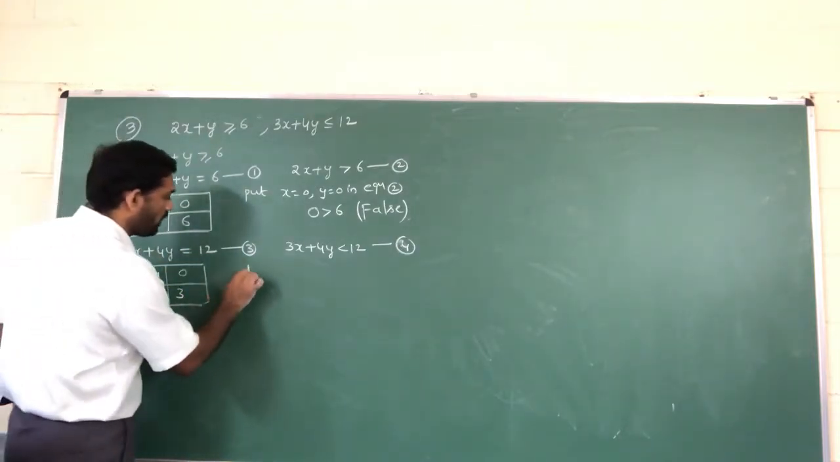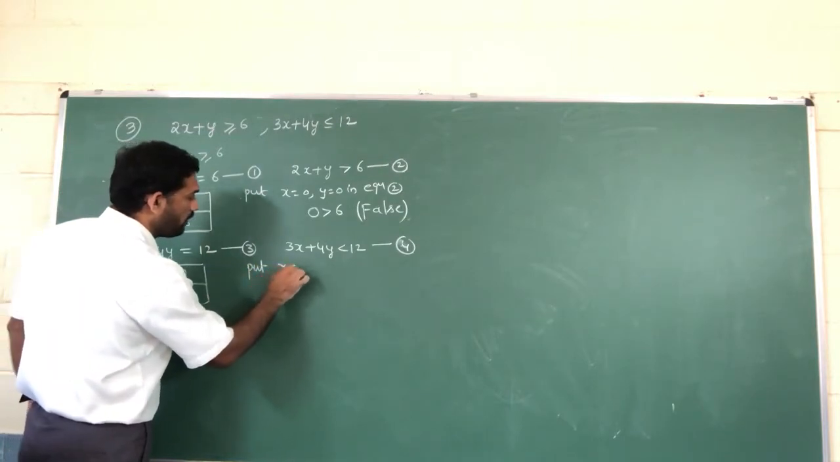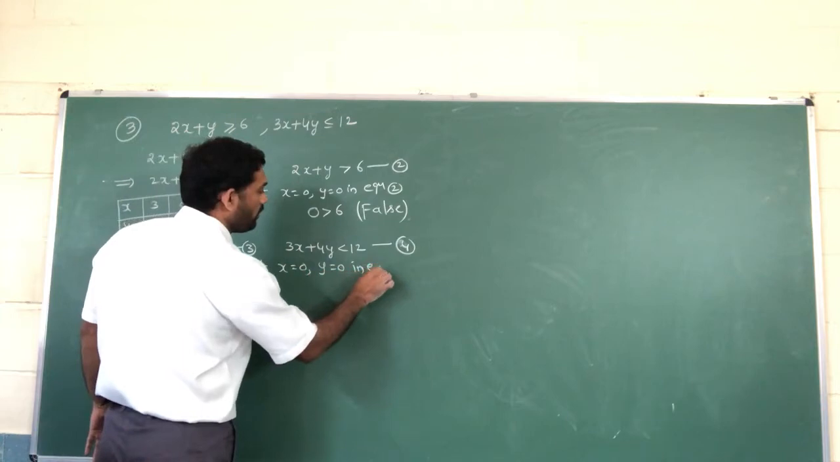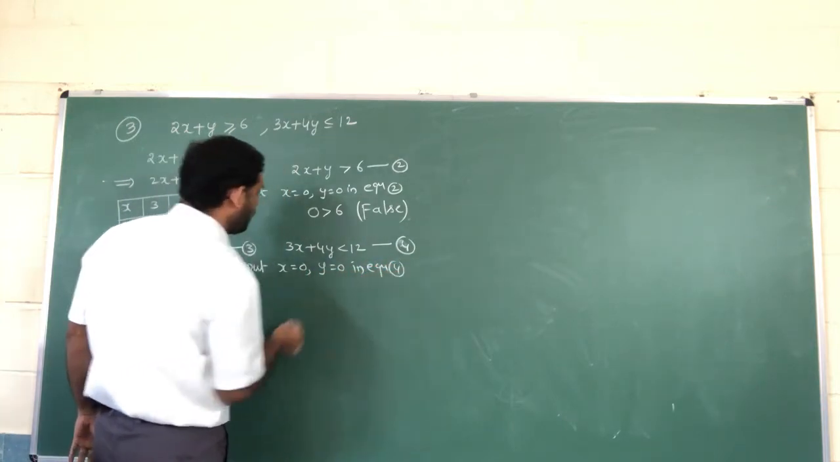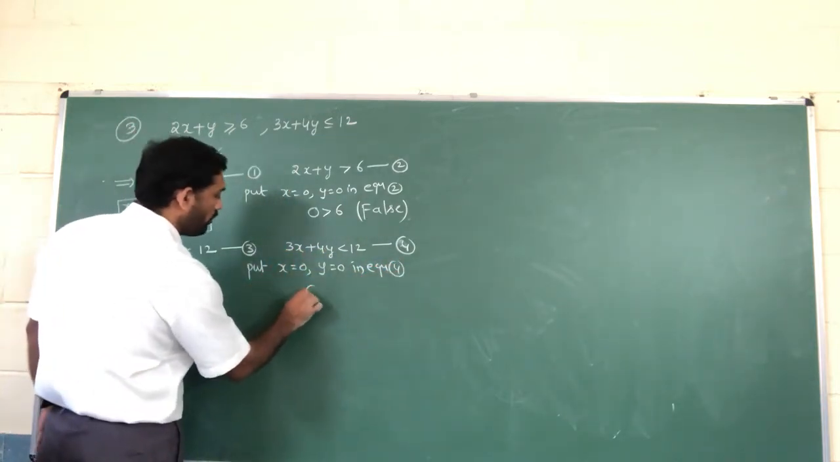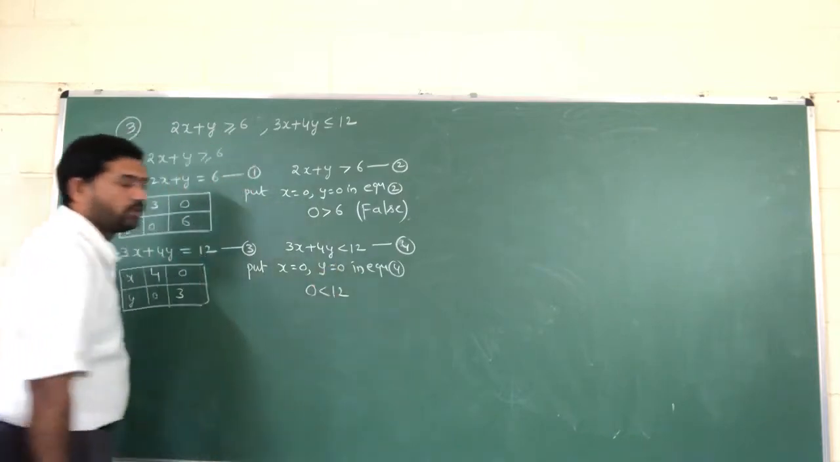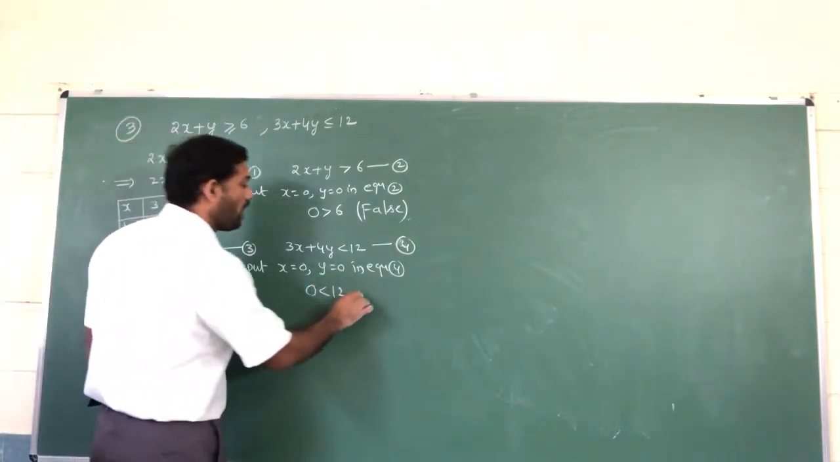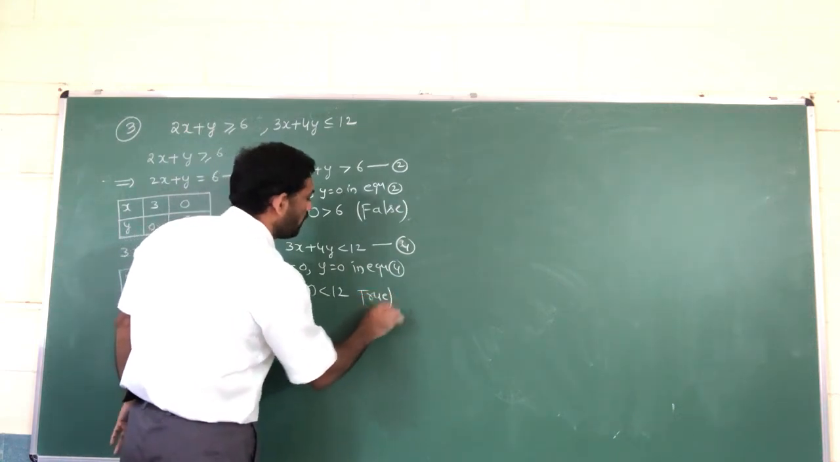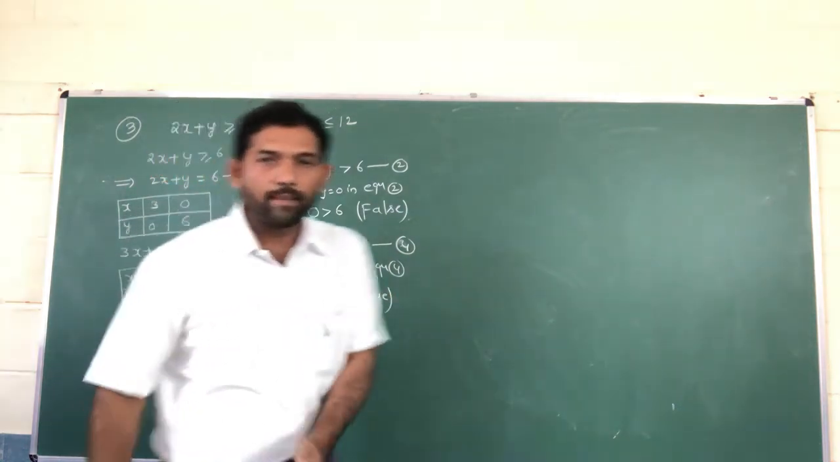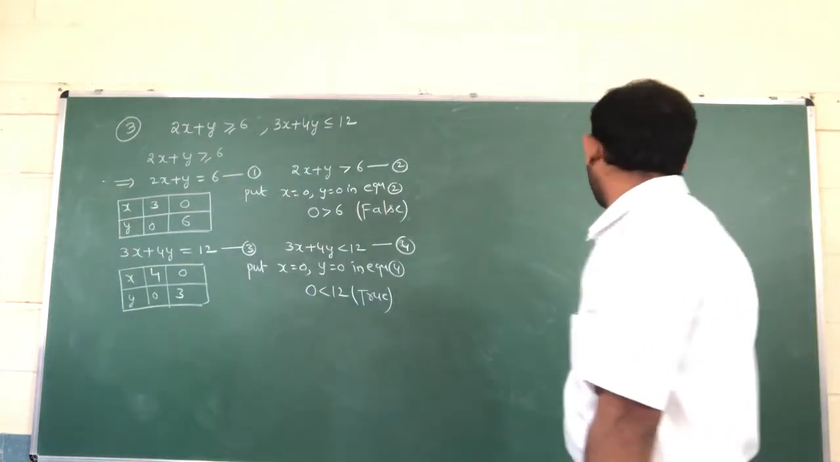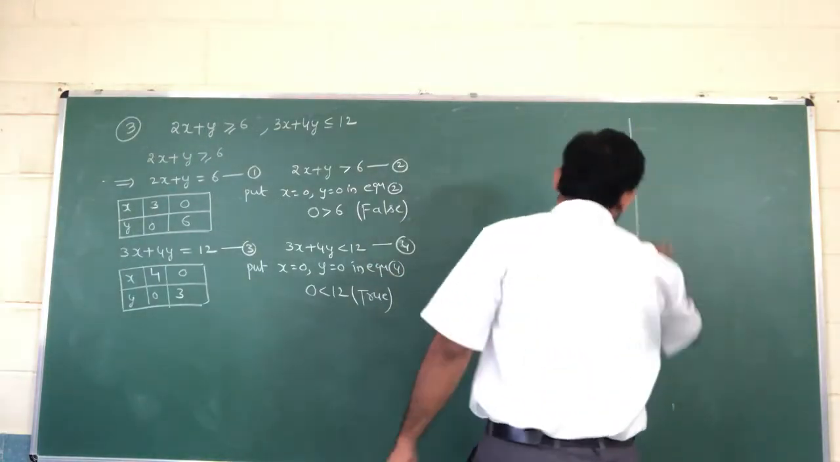Next, after that, put x equal to 0, y equal to 0 in equation number 4. Then what happens? 0 less than 12, and 0 less than 12 is always true. So the procedure for the inequalities is completed. After that you draw the graph. So let's see this graph.